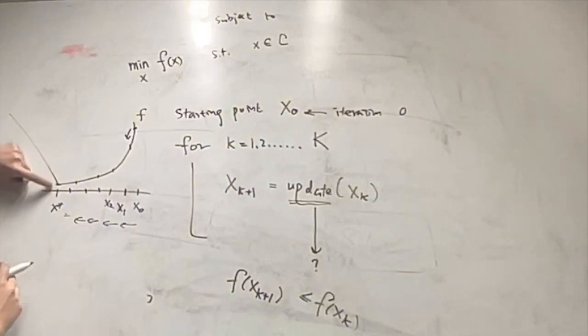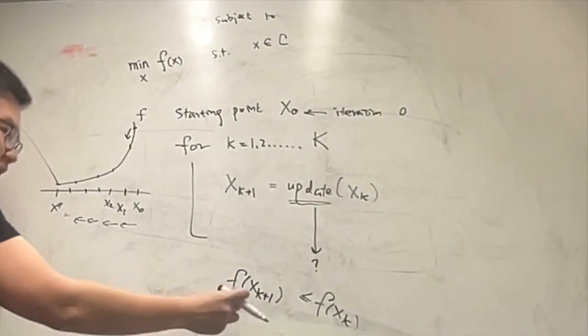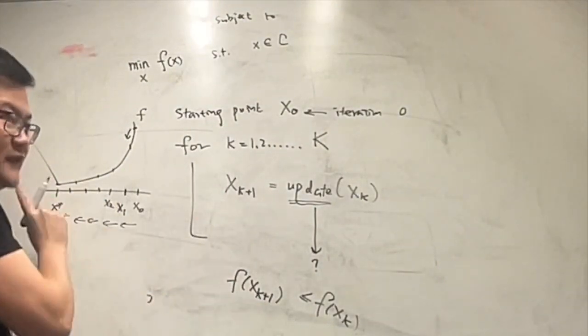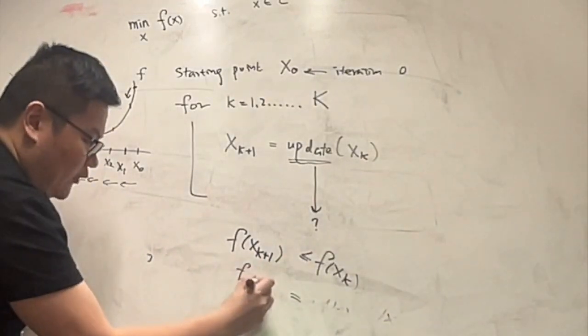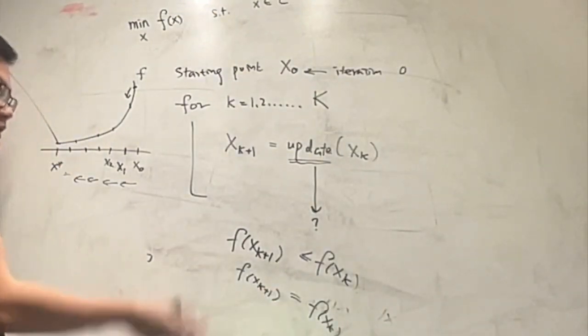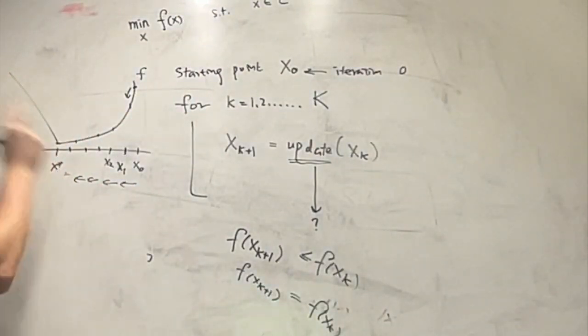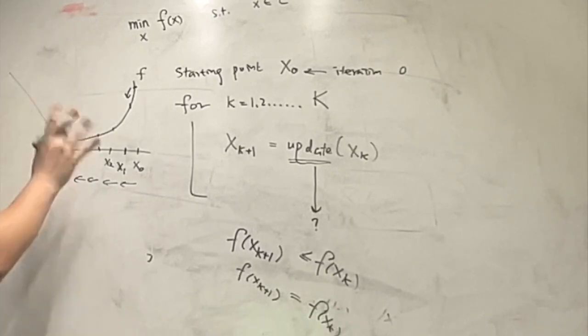And when I reach this point, here's the thing. This is the condition, right? The condition saying that I want to make sure my function value in the next step is lower than the previous step. But don't forget there's an equal sign. So it's possible I have this. What does it mean? It means my function value doesn't move. From this figure, if my function value doesn't move, that means my x doesn't move. That means I finish. So this is the idea.